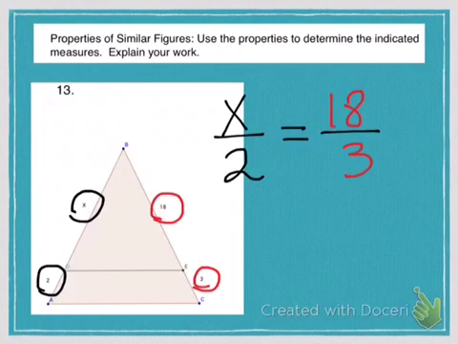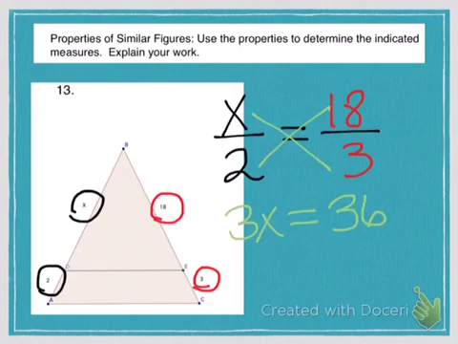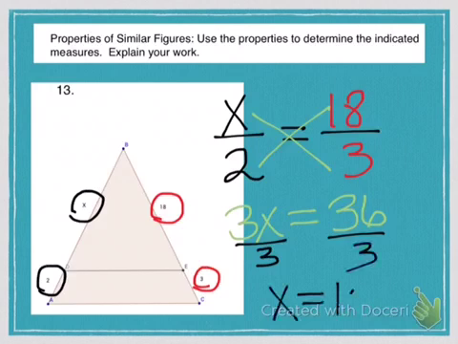Then whenever I solve, I'm going to cross multiply. So I'm going to multiply 3 times x is 3x. Multiply the other cross product, they're equal. 2 times 18 is 36. I use the division property of equality. Divide by 3 on both sides. So I know x equals 12.